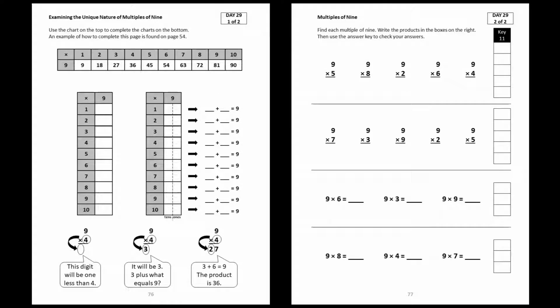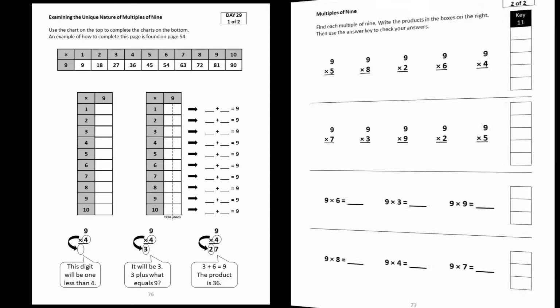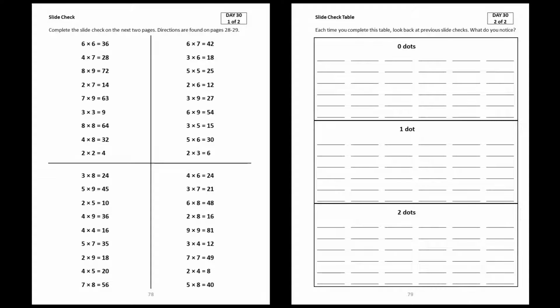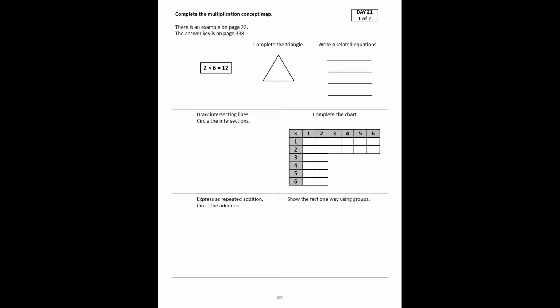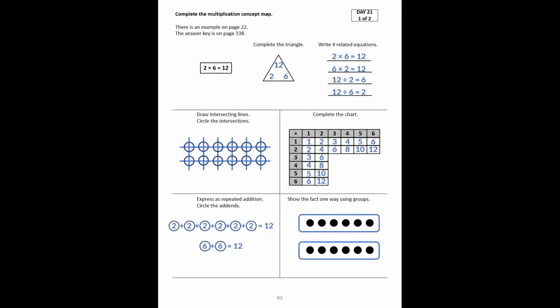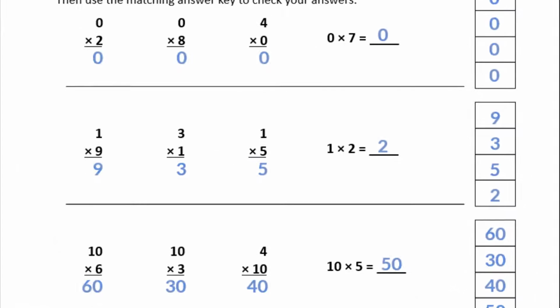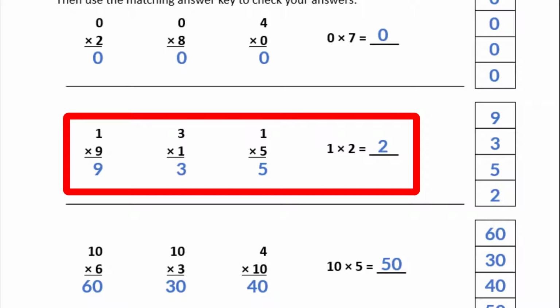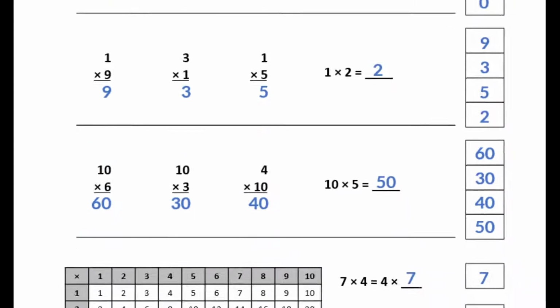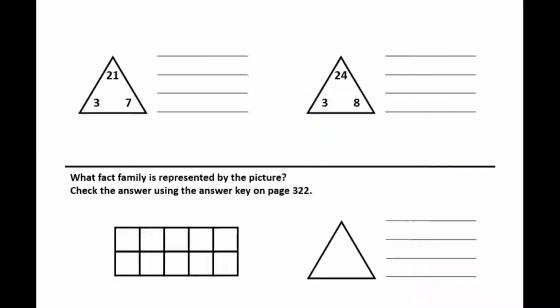Let's take a close look at each of the days in Chapter 3. This is the beginning of day 1, and you can see that there are 2 pages on day 1. On the first of the pages, students work with multiplication ideas, and then on the second page, they work with 4 specific properties: multiplying by 0, multiplying by 1, multiplying by 10, and the commutative property of multiplication.